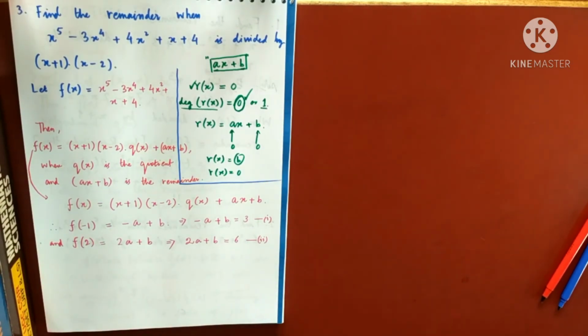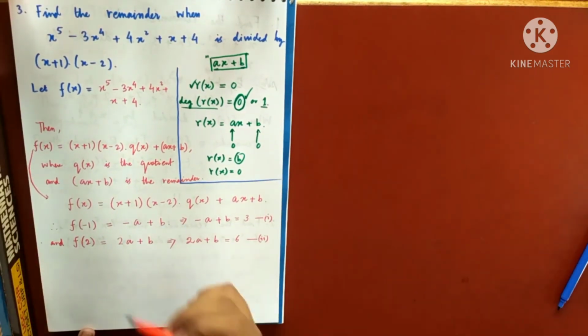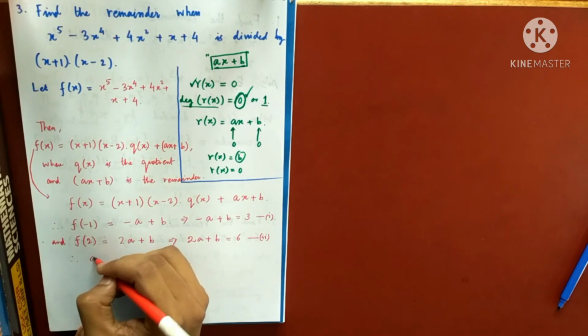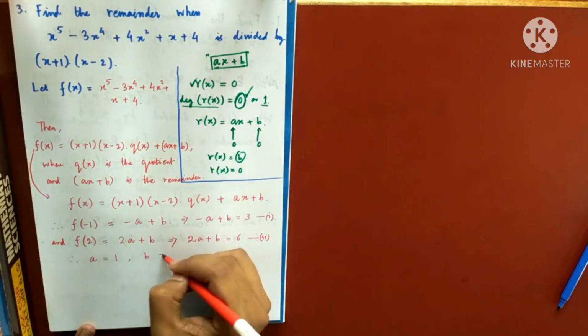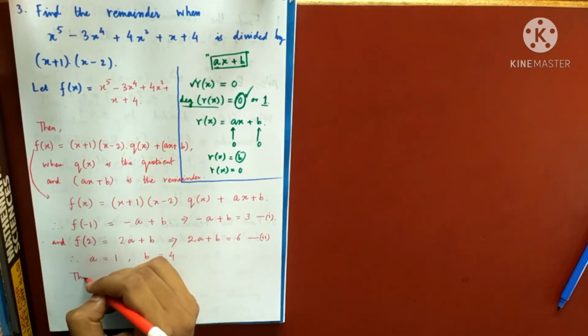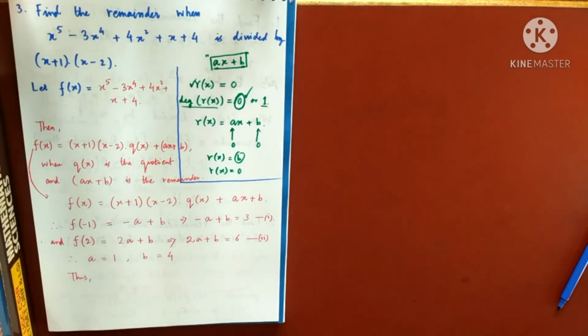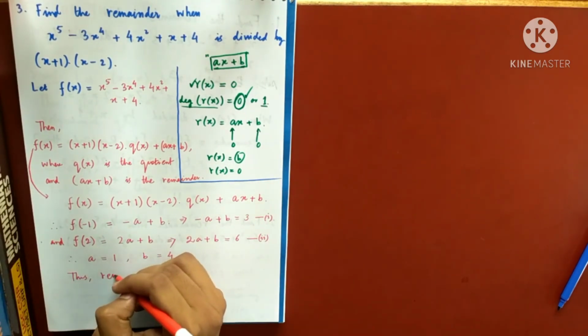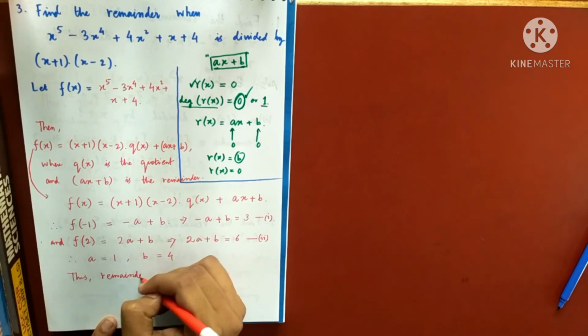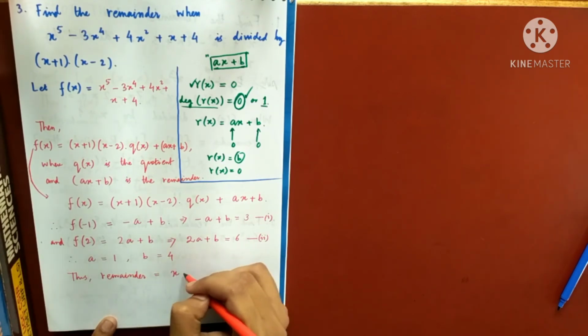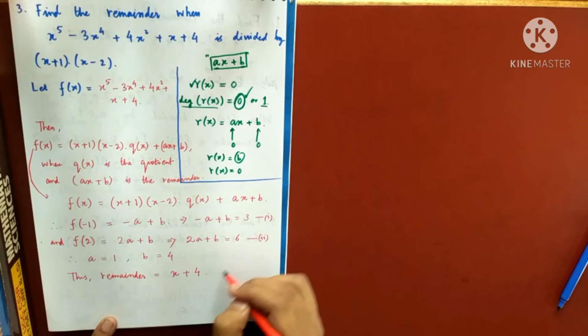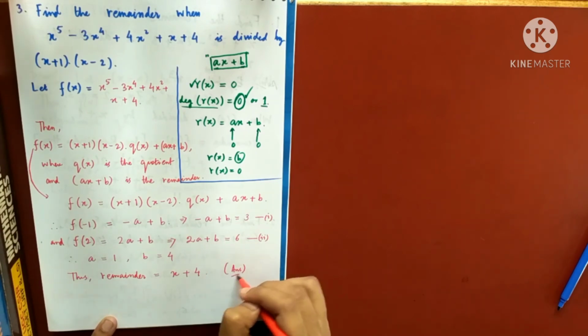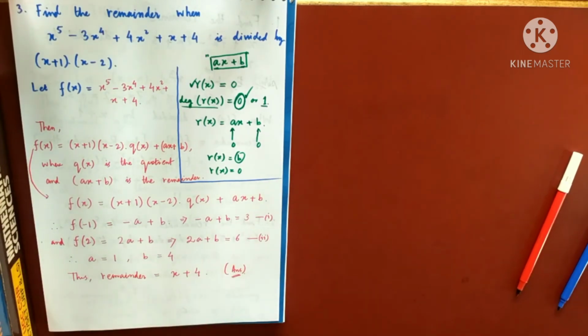Solve it and tell me, and just check the values of f of minus 1 and f of 2. Therefore, on solving 1 and 2, I'll get a equals to 1 and b equals to 4. Thus, I can also talk about my remainder. So what is my remainder? The remainder was ax plus b, that means 1 into x plus b. b is 4. So this is my answer. When that is divided by this polynomial, the remainder is going to be the polynomial x plus 4.